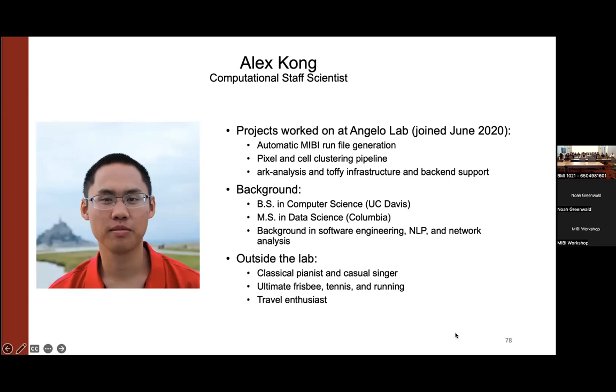I'm also an ultimate frisbee player. Love playing tennis, and I'm unofficially training for a half marathon. I'll get there one day. And I'm also a major travel enthusiast. This picture is me at Mont Saint Michel, a great place in Normandy. I've mostly been to places in Central America, Europe, and Asia. Hoping one of these days I can get to Africa, Australia, and South America.